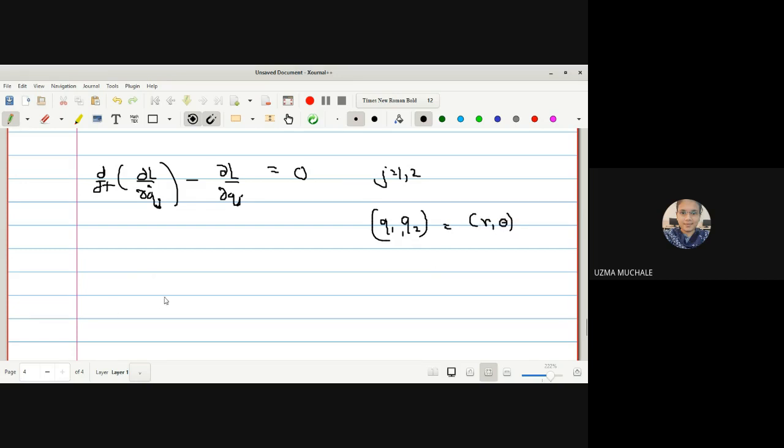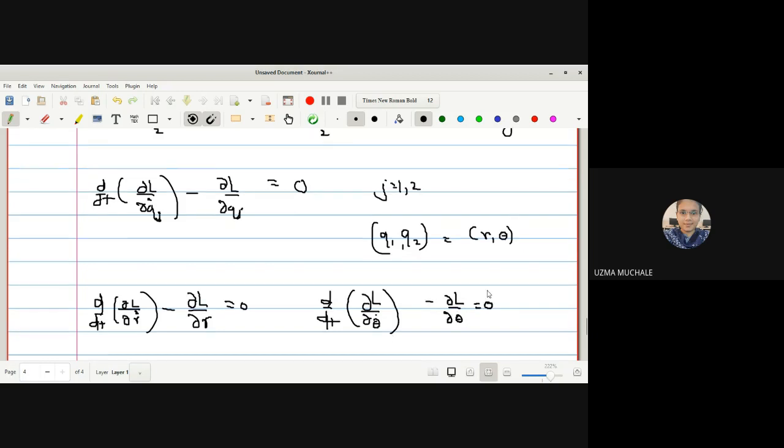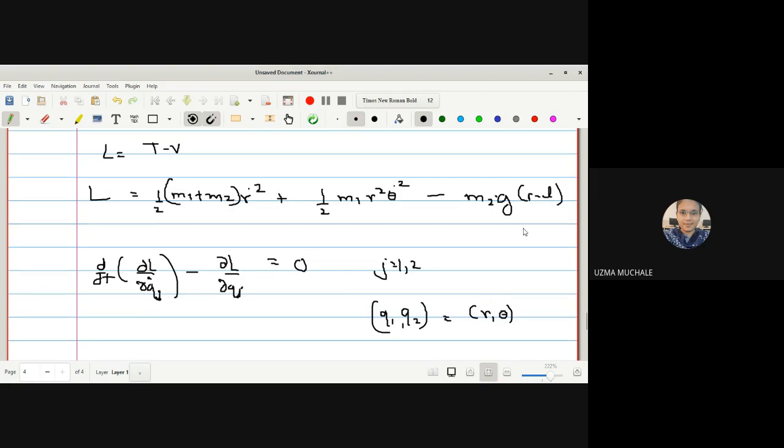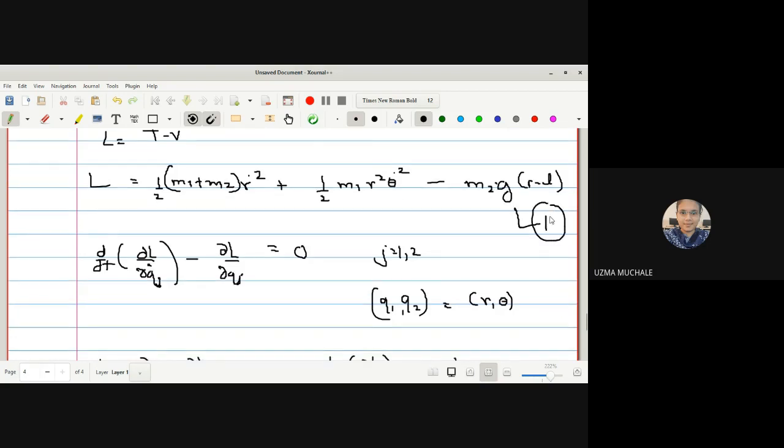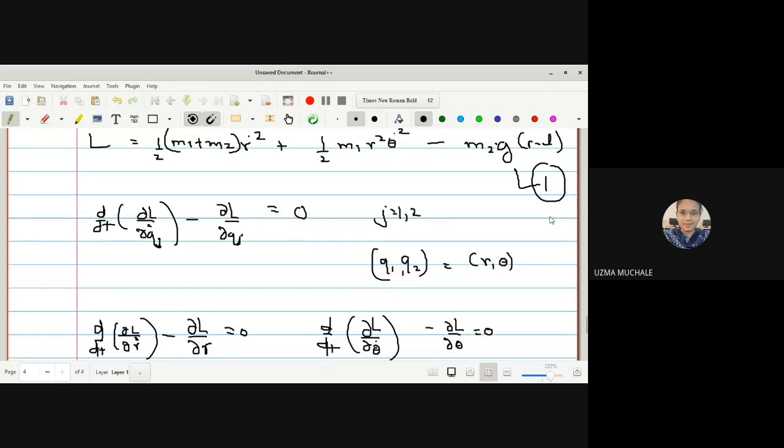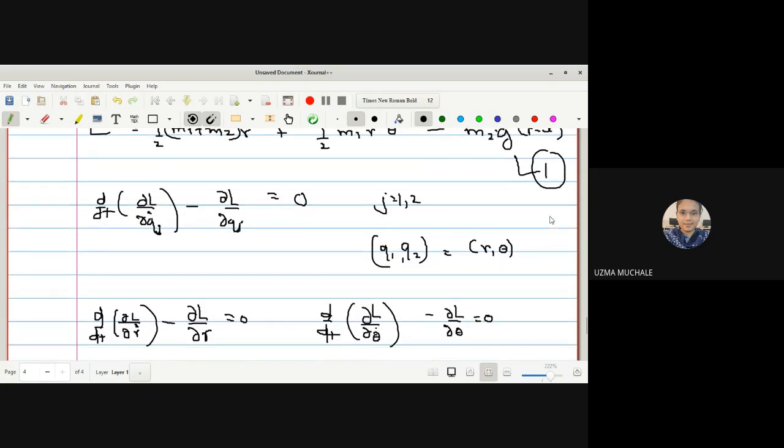Correct? So how many Lagrange's equations of motion do we get? 2, ma'am. Yes, 2. So the first is d by dt of dou L by dou r dot minus dou L by dou r equals 0. The second equation is d by dt of L with respect to theta dot minus L with respect to theta equals 0. Here L is the equation known to you. Let me name it as equation 1. So you can differentiate equation 1 to get the values and solve these equations.